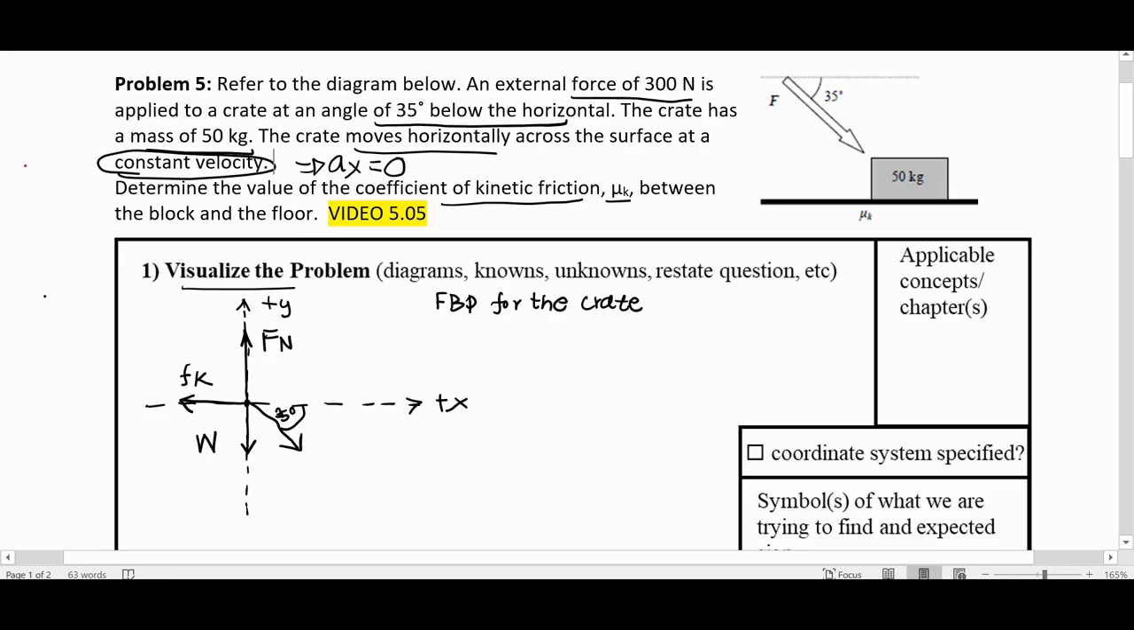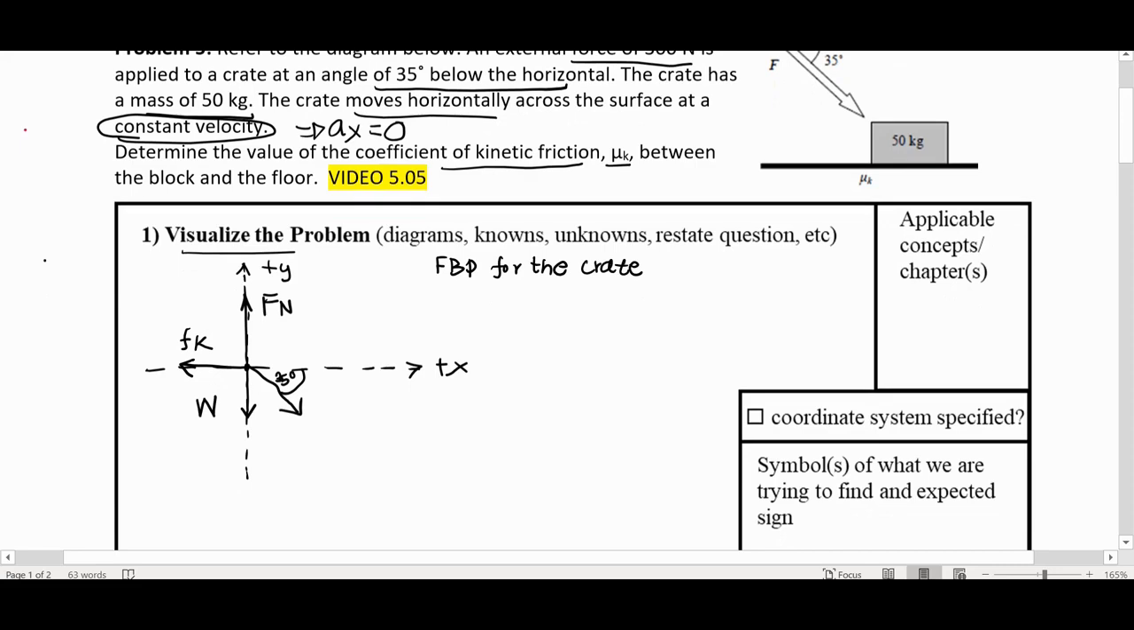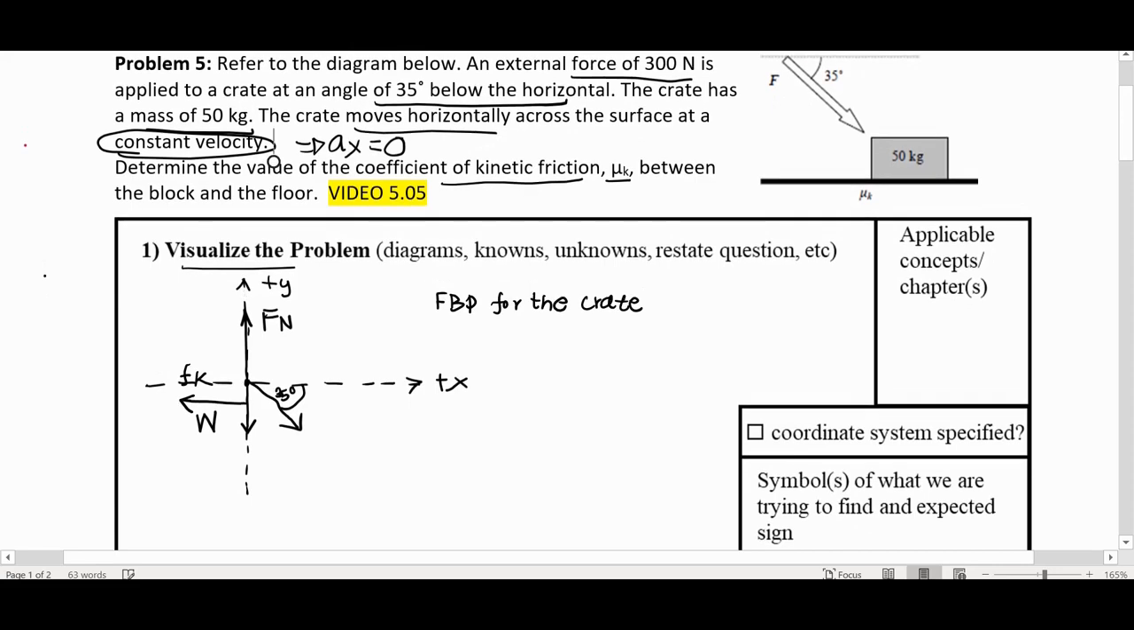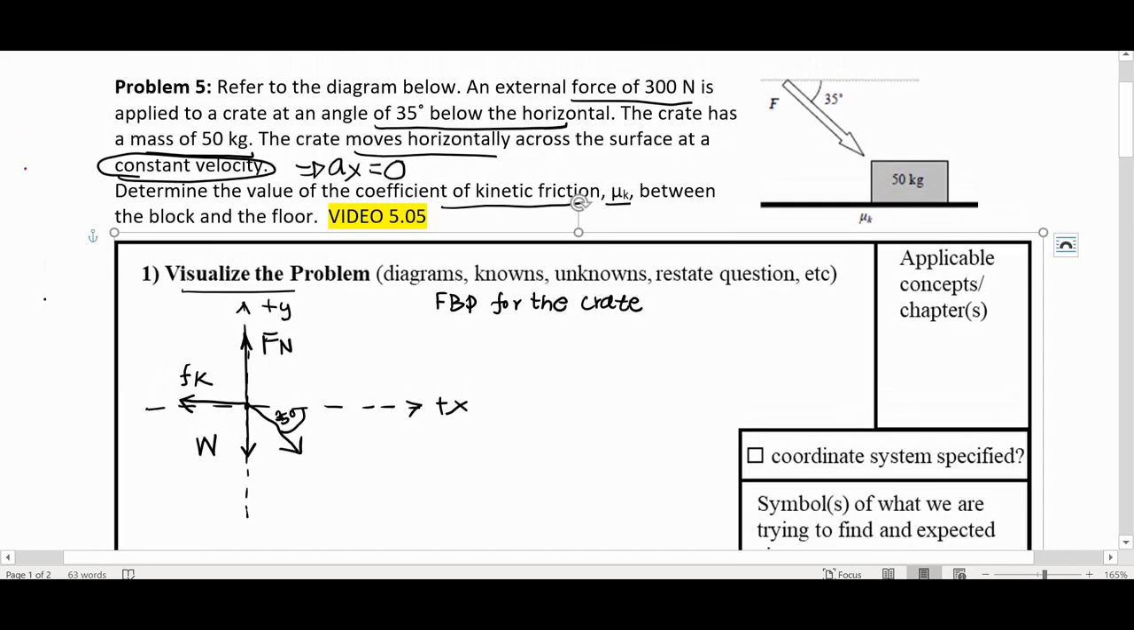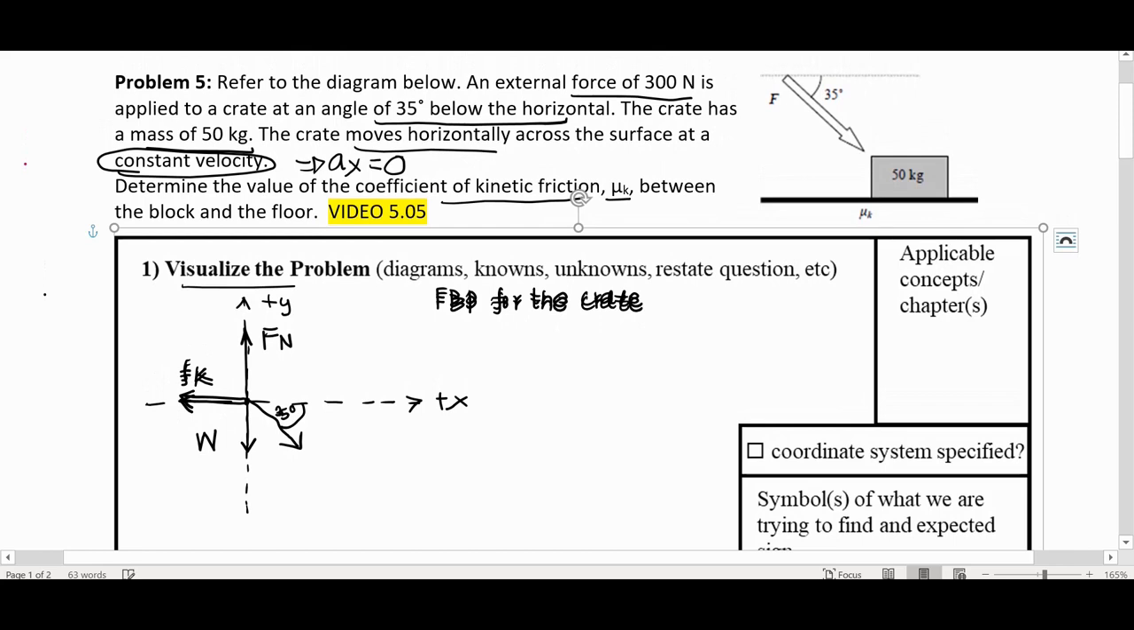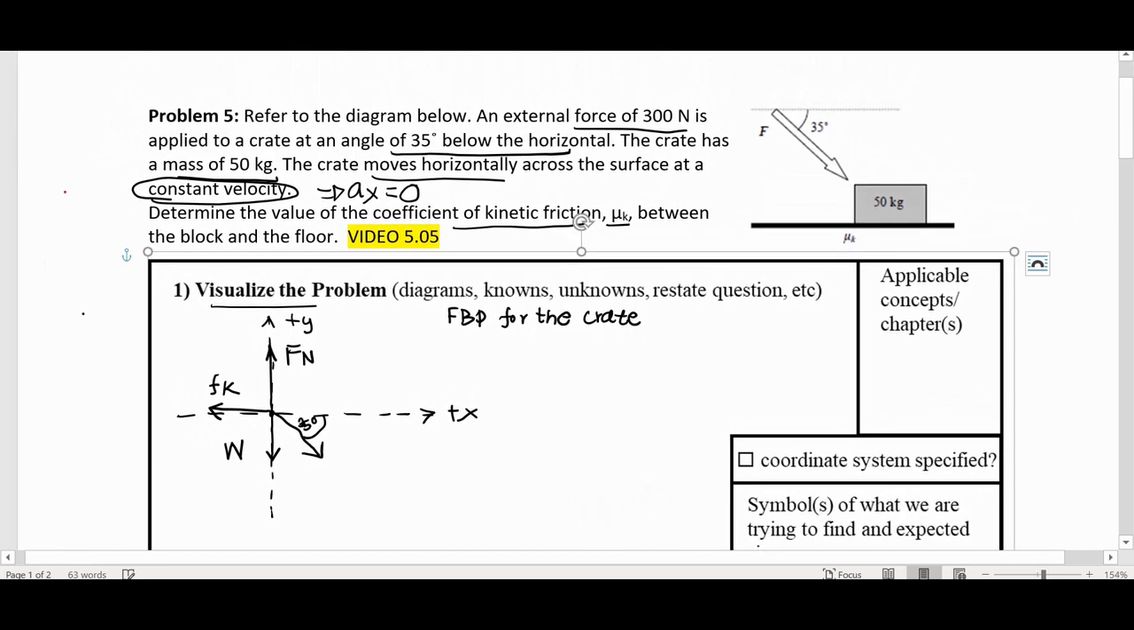And pay attention to the relative magnitude of forces. The kinetic friction acting to the left should equal the magnitude of the component of the applied force which is acting to the right. Okay, so that is important to know. So we have to pay attention to the relative magnitude of the forces.